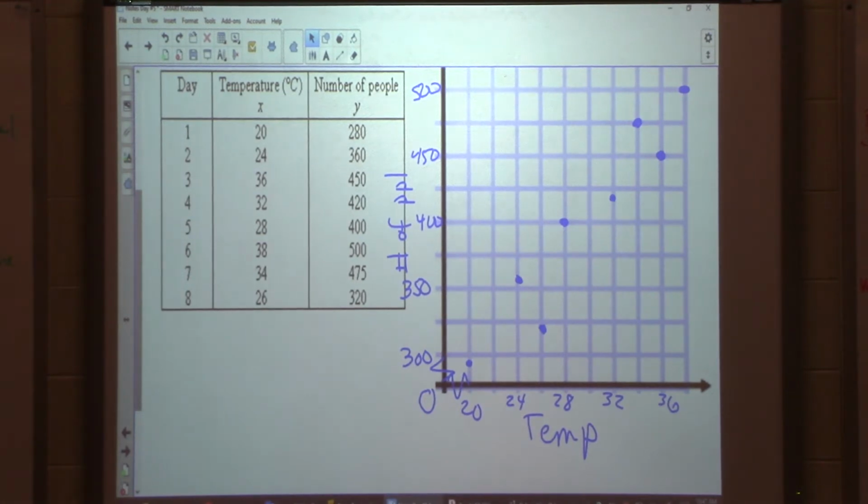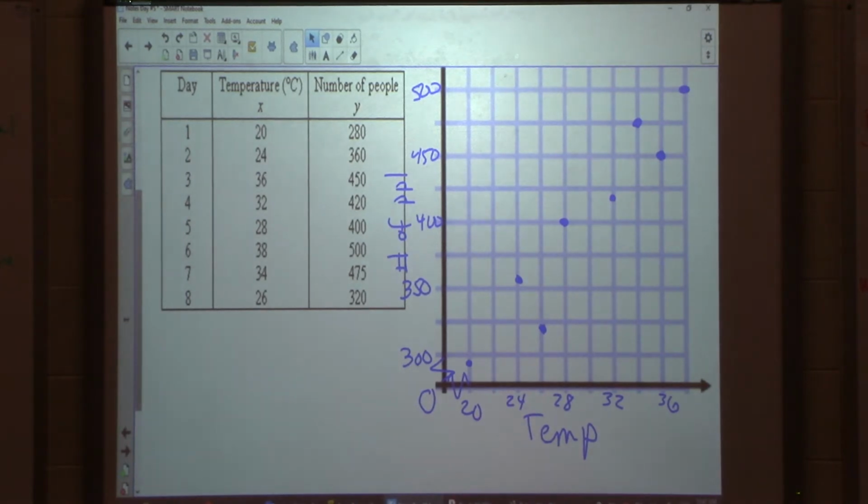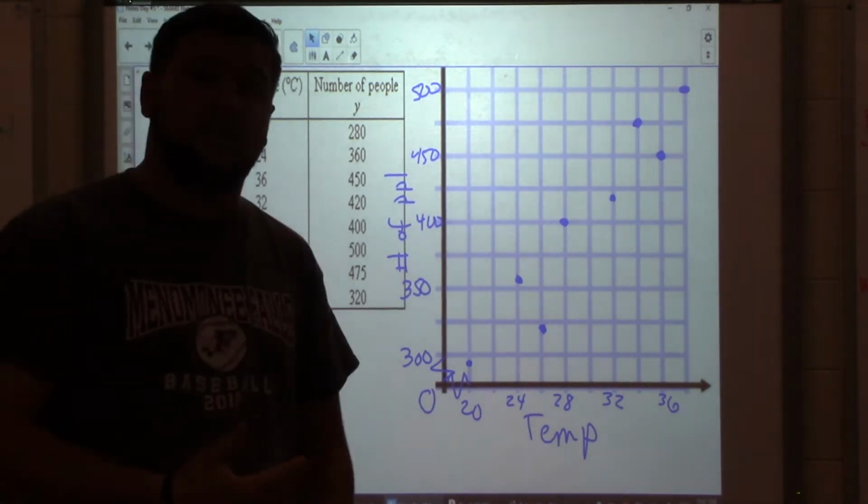Now on a test, if you have to do this by hand, can your scale be different than mine? Yeah, it's perfectly fine, right? Can your approximation be a little different? Can your points be a little different than mine? Yeah, it's your guess. It's your best approximation of where they're going to land.